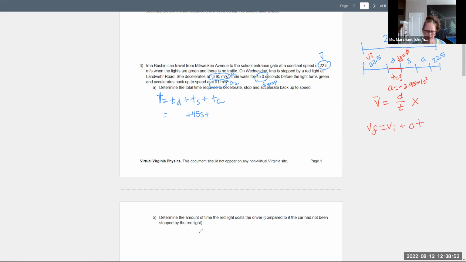And what do I know there? I know my velocity final, I know my velocity initial, I know my A. Oh, I can stop right now. T is the only thing left. So I would use that information to solve for T, and that is going to be which T? TD.